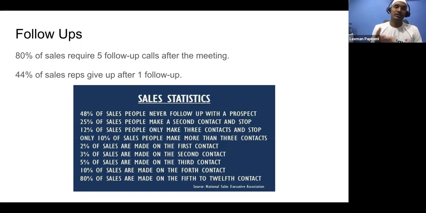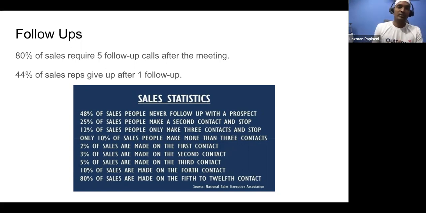The study here says 80% of sales require 5 follow-up calls even after the meeting. We are not talking about getting connected. We are talking about you had a meeting with the person, and it takes a minimum of 5 follow-ups to get the sale from these folks. So if you're not doing follow-ups, either on cold leads or even after the demo meeting is booked, you have done a demo, you met them in person, if you're not doing follow-ups, you're missing out and leaving a lot of money on the table.